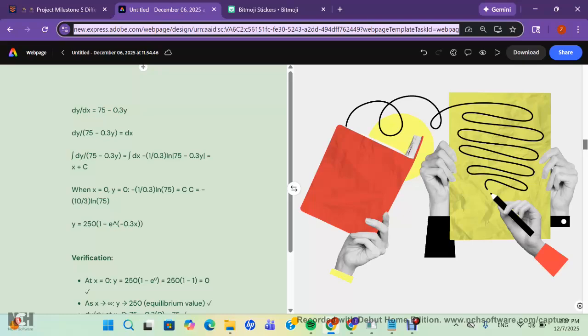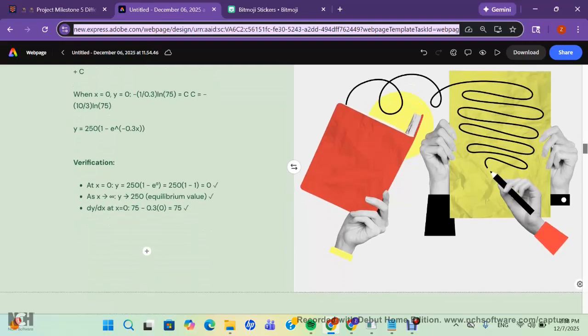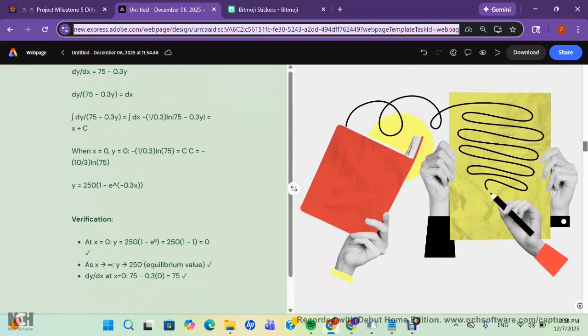So to solve this differential equation, I used separation of variables. I separated the equation so that all the y terms are on one side and all the x terms are on the other. Then I integrated both sides after applying my initial condition that at time 0, there's 0 medication, and then I get the exact solution, which is y = 250(1 - e^(-0.3x)).